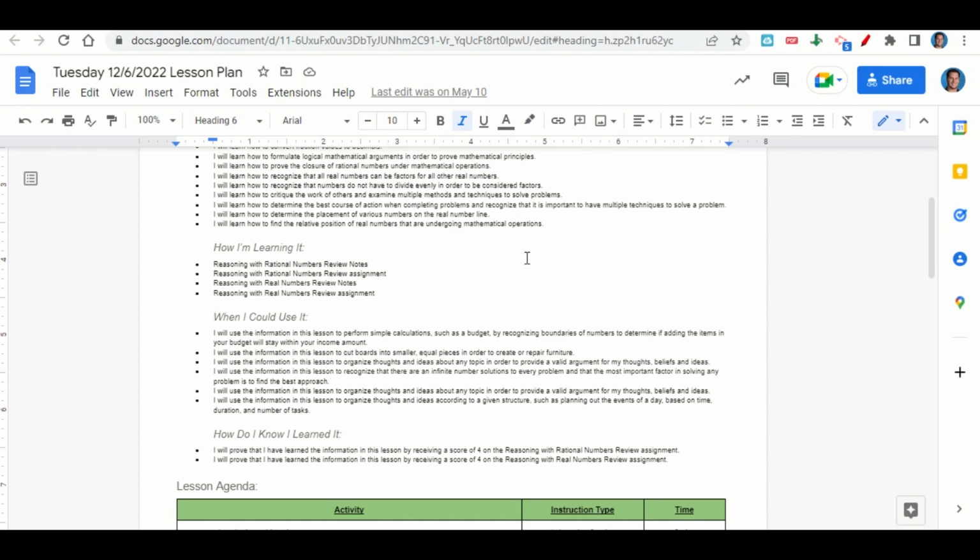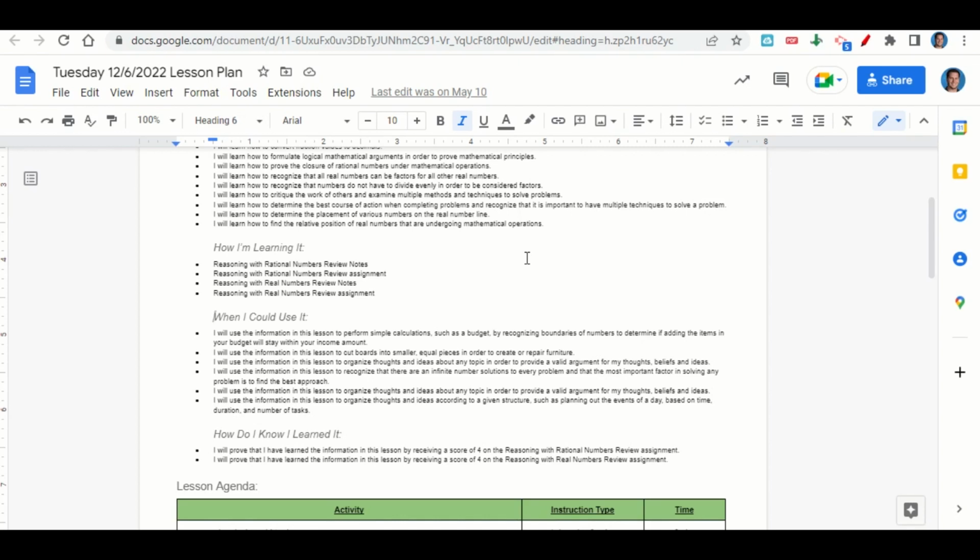ideas. To recognize that there are an infinite number of solutions to every problem and that the most important factor in solving any problem is to find the best approach. To organize thoughts and ideas about a topic in order to provide a valid argument for your thoughts, beliefs, and ideas. And to organize thoughts and ideas according to a given structure, such as planning out the events of a day based on time, duration, and number of tasks.